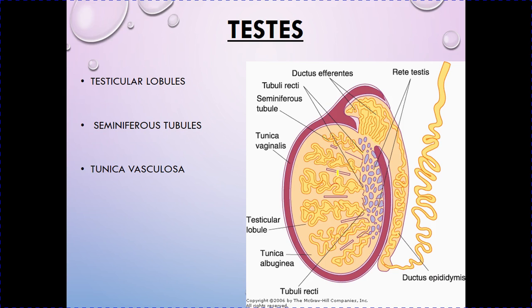So we said that septa create compartments, create lobules, and these are called testicular lobules. Now when you look at each lobule, it consists of a highly coiled tubule which is called the seminiferous tubule. So every compartment, every lobule is filled by a highly coiled tube which is called the seminiferous tubule.